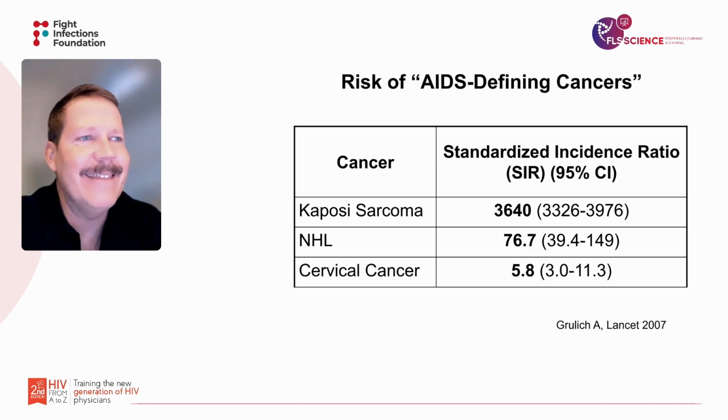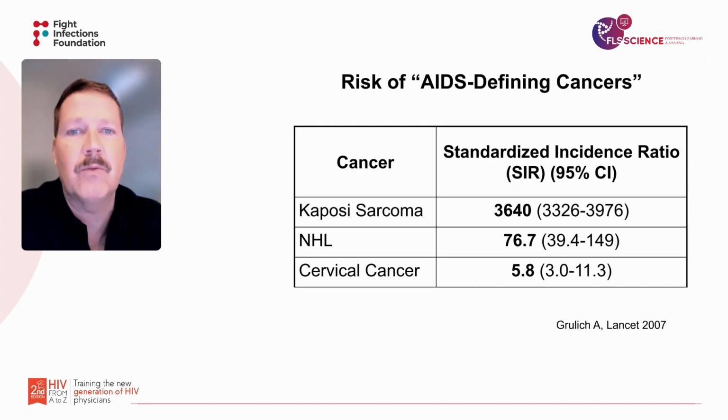And again, this study found a very strong association with the original AIDS-defining cancers, with Kaposi sarcoma in particular being strongly associated with an over 3,000-fold increased risk of KS among those with HIV infection. Also a very high SIR for NHL, and interestingly, not as high, but still elevated for cervical cancer.